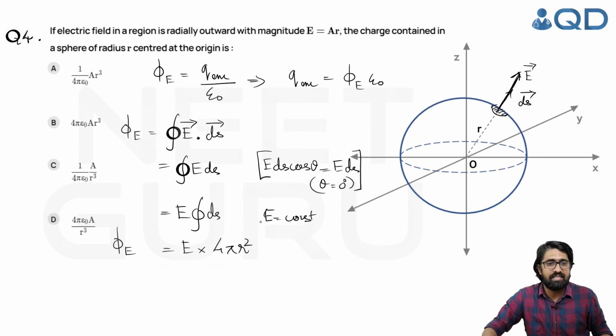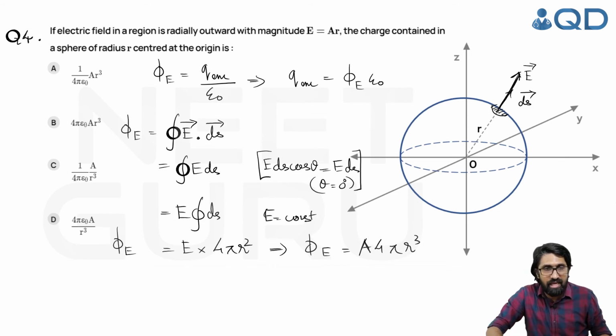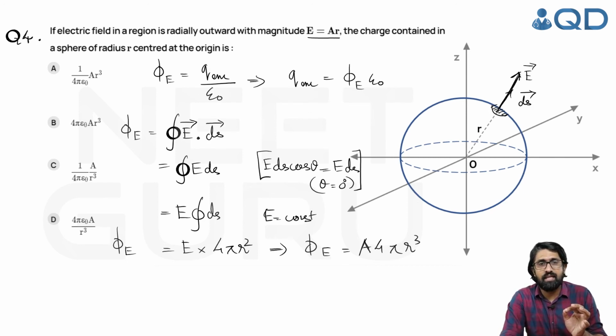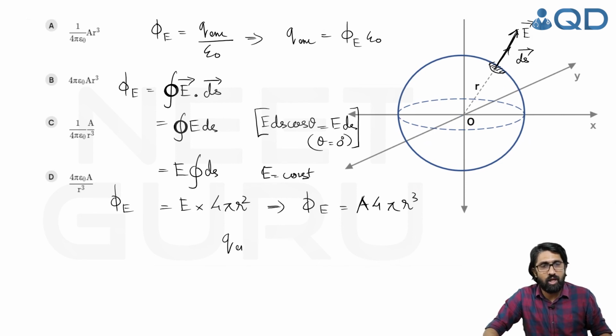And the question tells us that E has a value that is Ar. Now, that makes it phi e is equal to Ar into 4 pi r square, that is A into 4 pi r cube, because E is Ar. Now, we know that Q enclosed is phi e into epsilon naught. We already know what phi e is, so we can say that Q enclosed is equal to phi e, which is A into 4 pi r cube, that multiplied with epsilon naught, that is from this equation here.